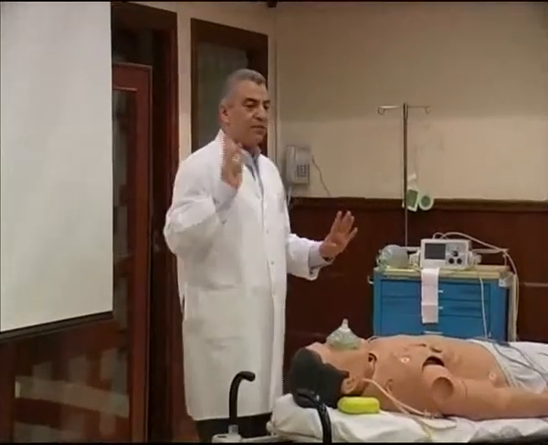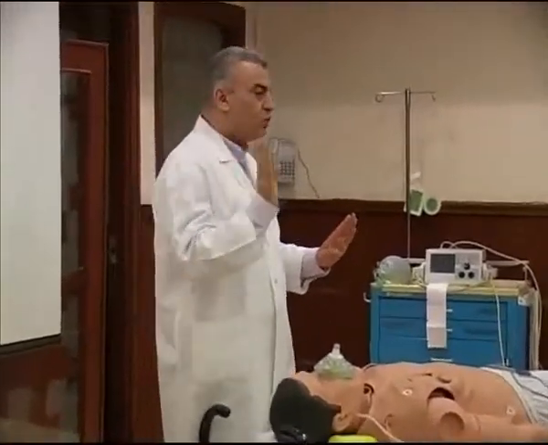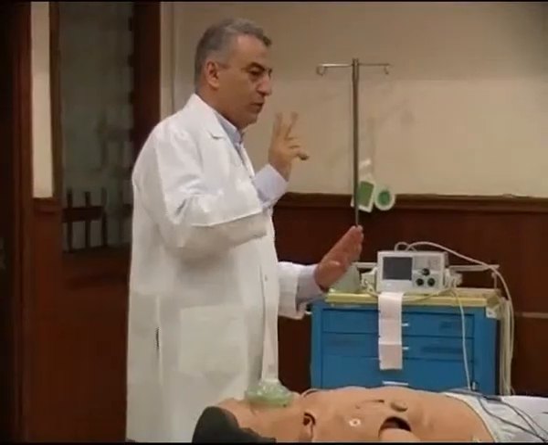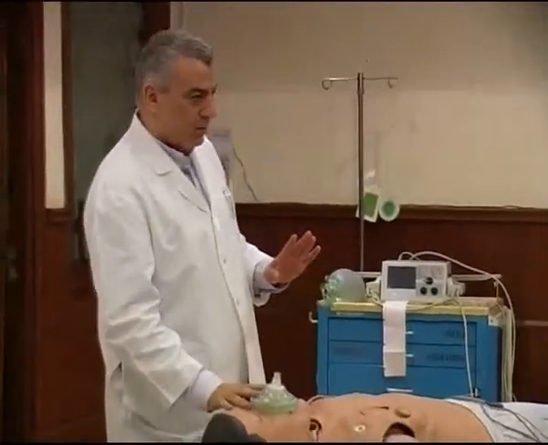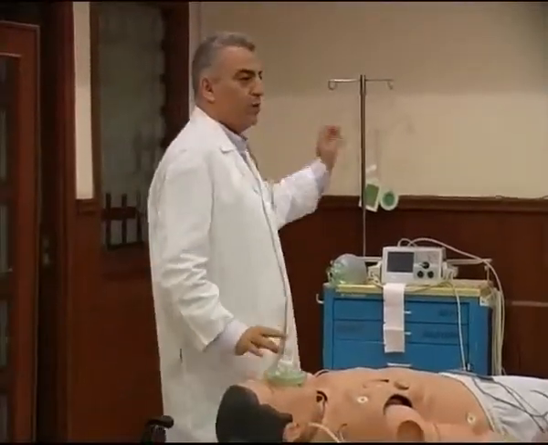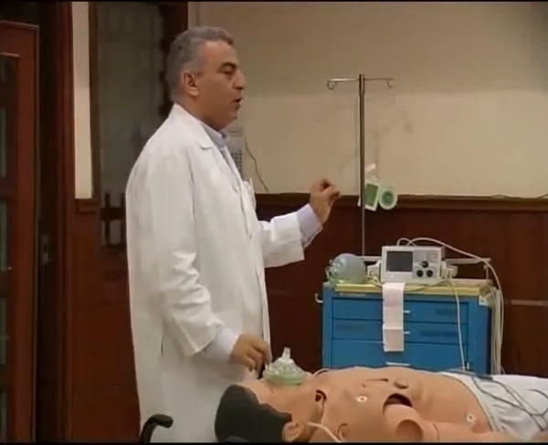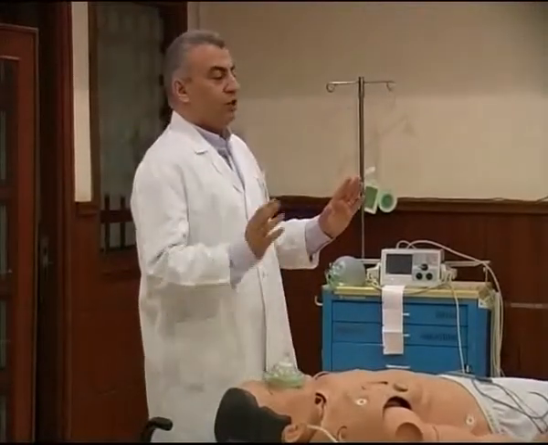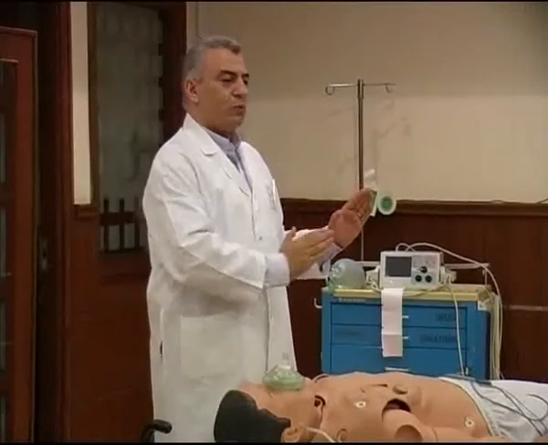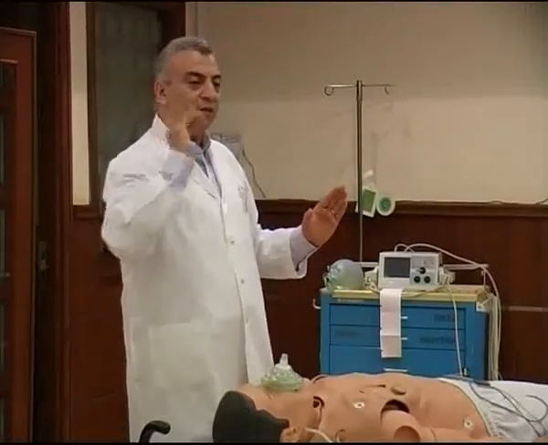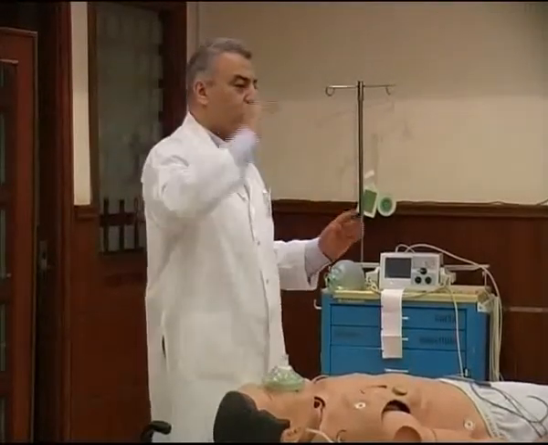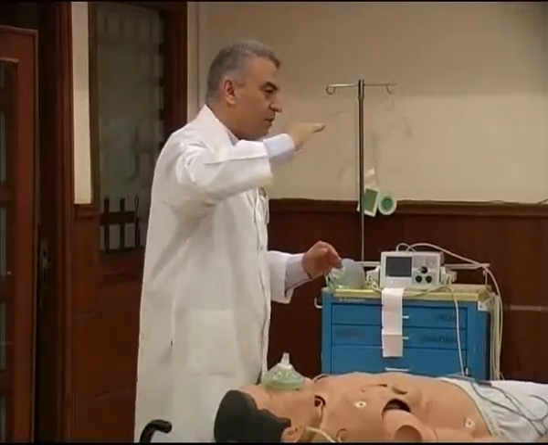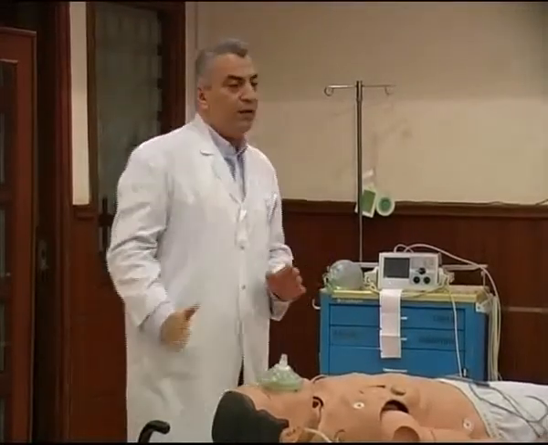Two rescue breaths. What are the criteria of the breaths? Each over 1 second, with a 1 second pause in between, using a pocket mask or ambu bag. The tidal volume should be enough to raise the chest wall. Once the chest wall is rising, stop inflating. Okay? Then come to C.